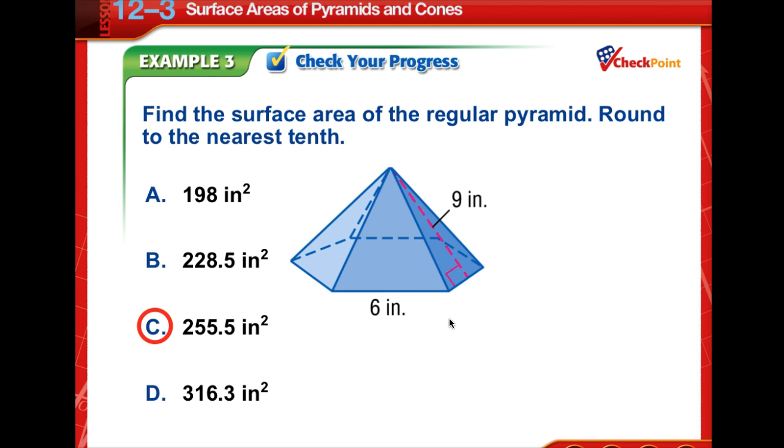5.2. The area of the base is 1/2 of the perimeter, which is 36, times that 5.2. So the area of the base is 93.5. Then to find the surface area, 1/2 of 36 times 9 plus the 93.5 gives us 255.5.